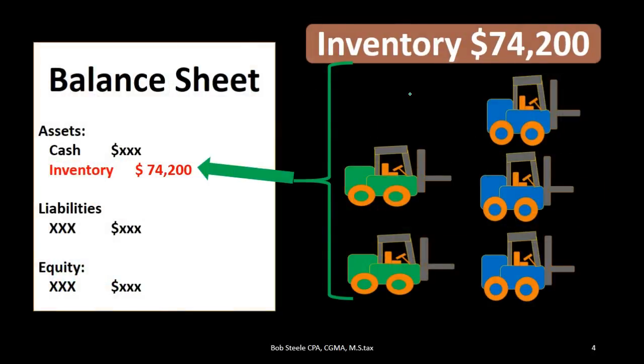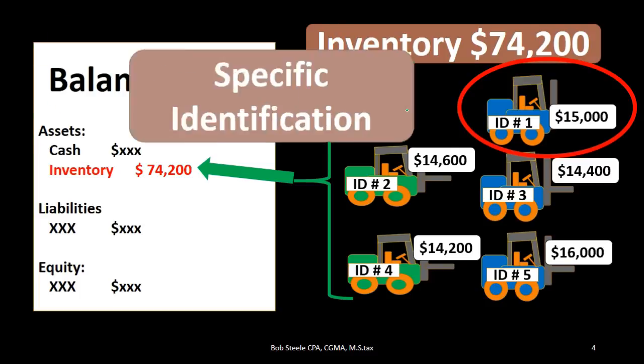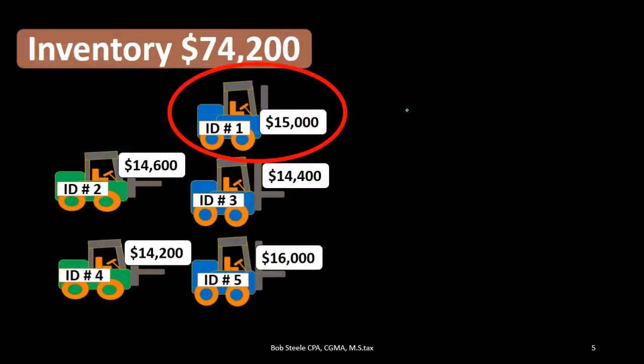If we used specific identification, we would say, hey, here are the 5 forklifts that make up that $74,200. Maybe we give these identification numbers, and then we assign the exact cost that we paid for each particular forklift. In that way, we can then see which one we sold, see the identification number, and see the actual price that we purchased that particular forklift for. So that would be specific identification.